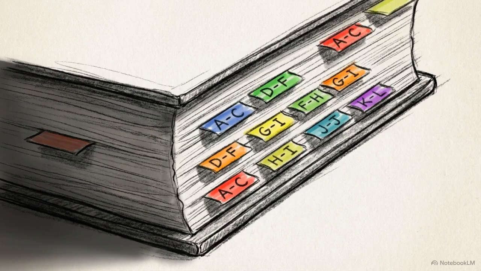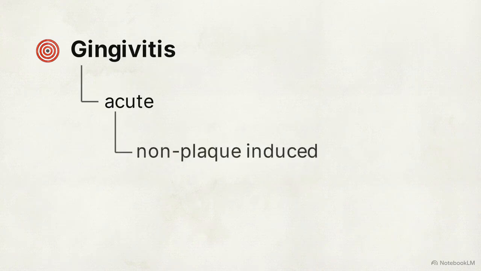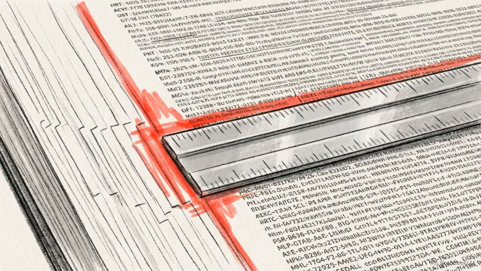Now we shift focus to navigating the front half of the manual. We will start in the alphabetic index, the alphabetical list of terms and their corresponding codes. Navigate to the G section. Locate your main term, gingivitis, flush against the left margin. We track the first clinical modifier by dropping to the first indentation level, acute. Dropping to the second level, we discover the subterm non-plaque-induced, pointing to our preliminary code, K05.01.